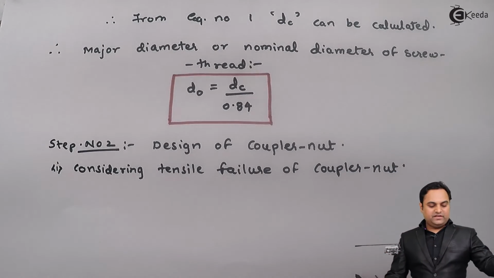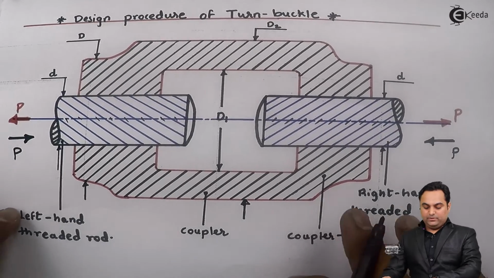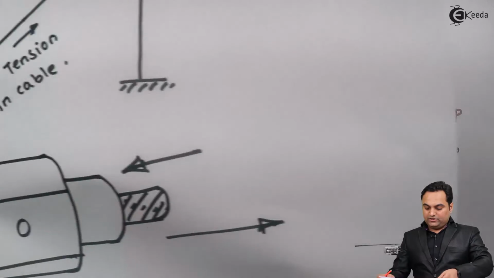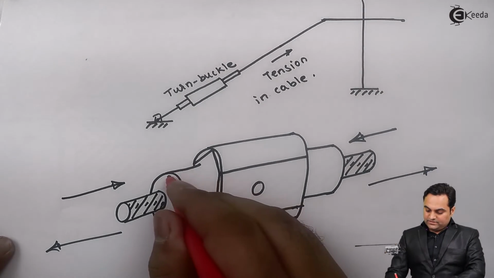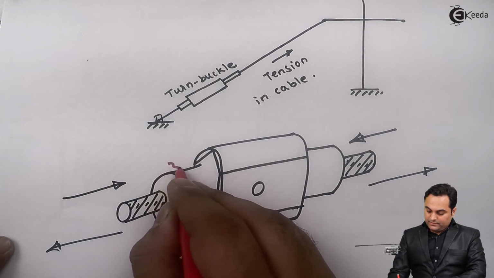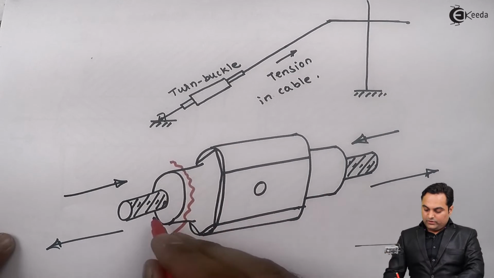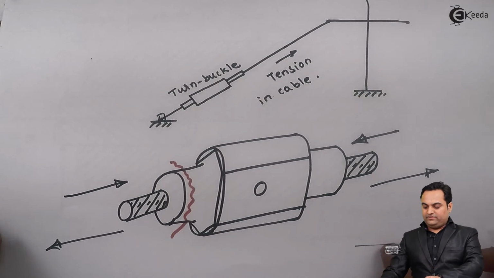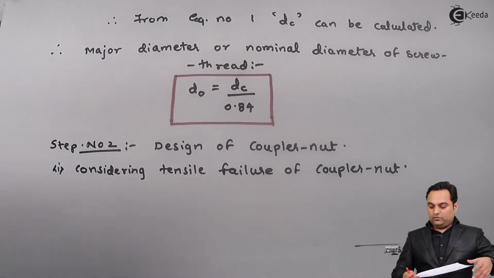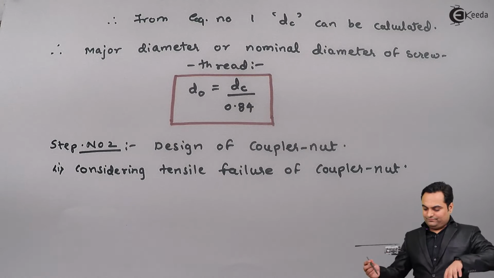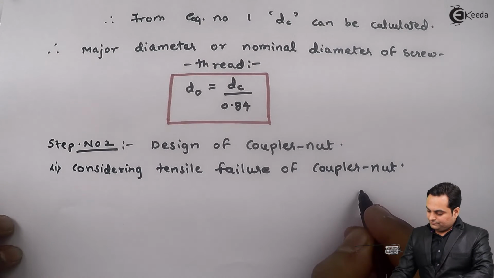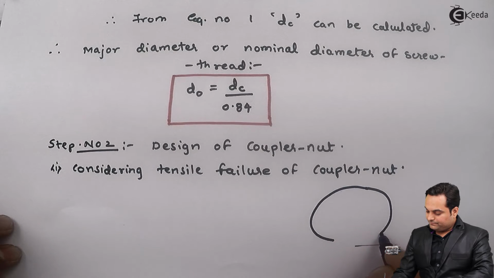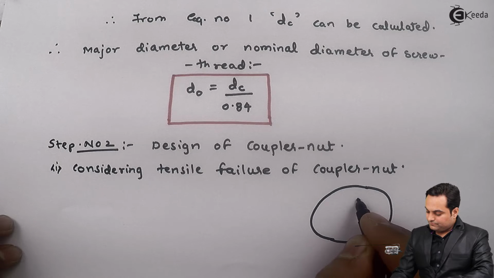Now when I am considering tensile failure, see here I have the diagram of the coupler nut. This coupler nut can break. Here I can show it even on the 3D diagram. This is the coupler nut. This can break into 2 halves like this. When the load is applied, this coupler nut can break into 2 parts, and after breaking, what it looks like, that I will draw. So here I have the failing diagram, or you can say failing area of the coupler nut.